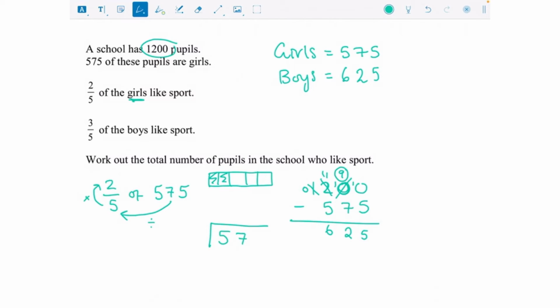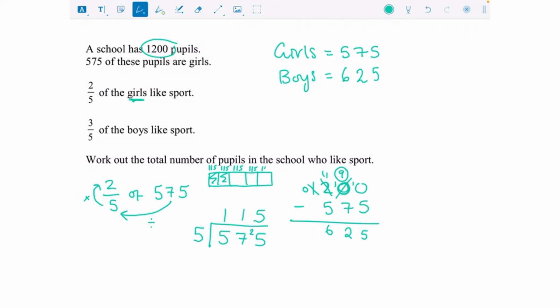Now to do that, we're going to do a bus stop method with a 5 on the outside. How many times does 5 go into 5? Well, it goes in once. There's no remainder there. How many 5s go into 7? Well, that also goes in once, but we've got 2 left over. So 5 into 25 goes 5 times. So now imagine each of those sections is 115. We want 2 of them.